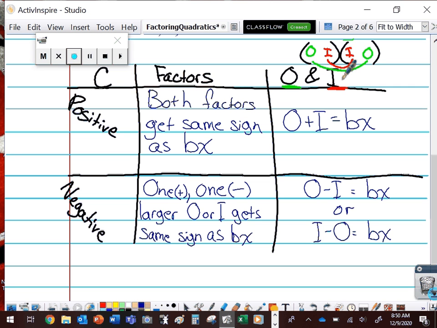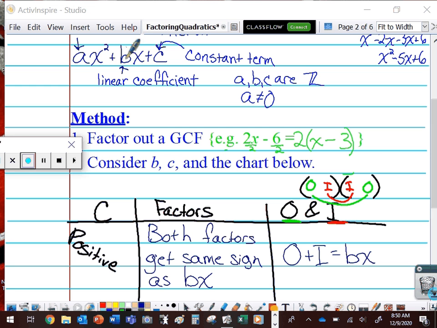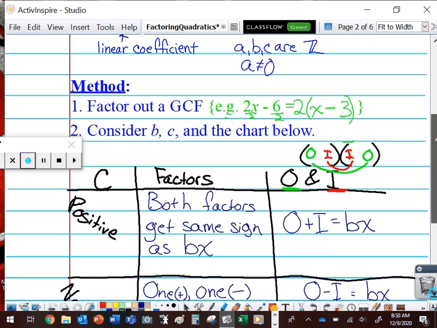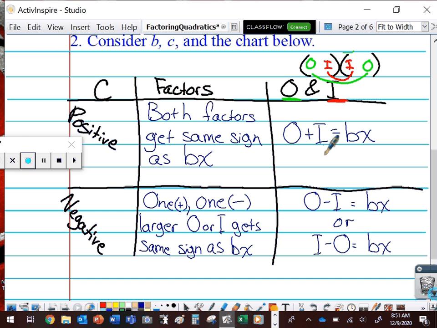Okay, so if my C term is positive, so that constant term, if it's positive, I know that both of my factors are going to have the same sign as Bx. So whether that Bx is positive or negative, both of my factors are going to have the same sign. And I need to be able to add those outers and inners together to get that Bx. If my C term is negative, I know one factor is plus, one factor is minus, and the larger outer or inner gets the same sign as Bx. And also, I need to be able to subtract the outers and the inners to get Bx.